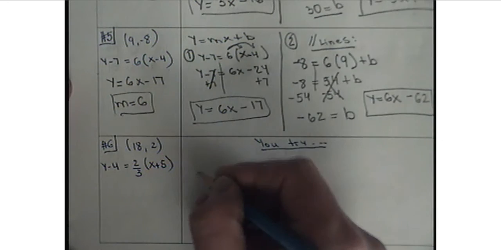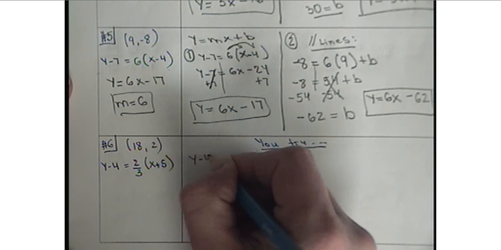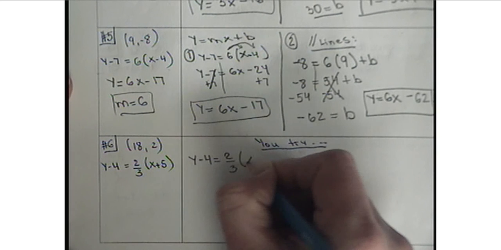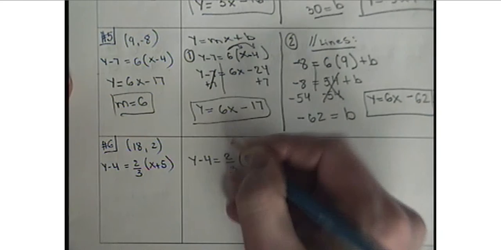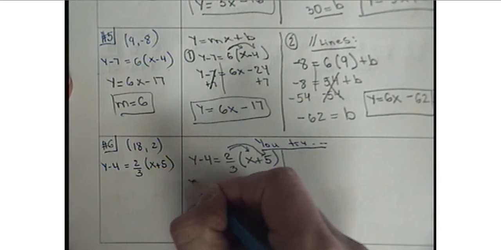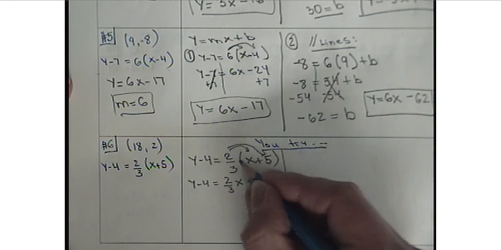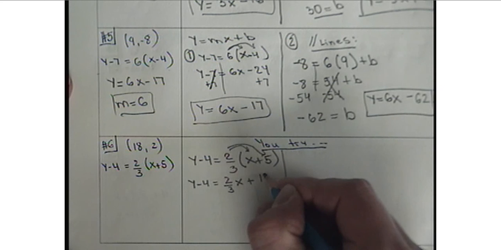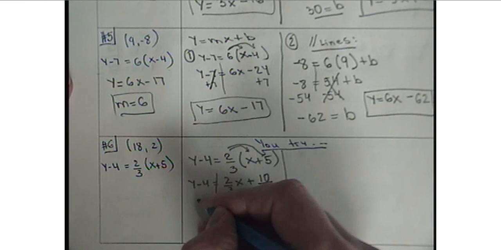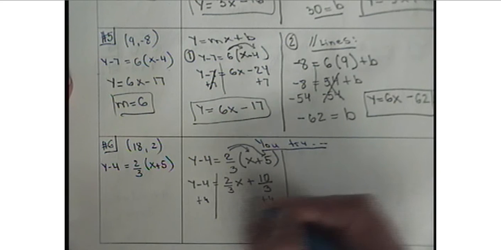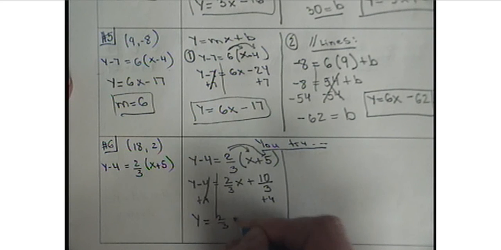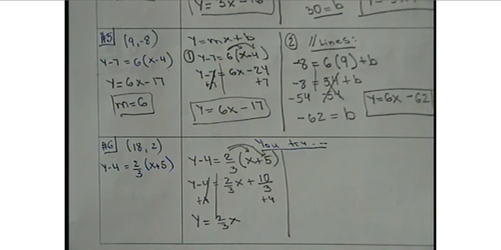Alright, so we're back. We have the equation here, y minus 4 equals 2 over 3 times x plus 5. Solving this equation, applying the distributive property. Y minus 4 is equal to 2 over 3 x, and then plus 2/3 times 5 will give you 10 over 3. We're going to add 4 to each side. Y equals 2/3 x. Okay, so now I'm going to use the calculator to get what 10/3 plus 4 is.